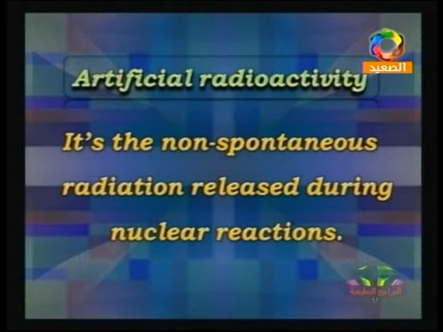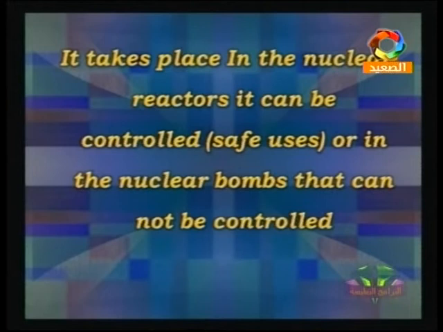So here we have a big difference between artificial and natural radioactivity. Natural radioactivity is a spontaneous one. But artificial radioactivity is non-spontaneous radiation released during a nuclear reaction. It takes place in nuclear reactors. It can be controlled for safe uses, or it can occur in nuclear bombs, which cannot be controlled. A nuclear bomb cannot be controlled.